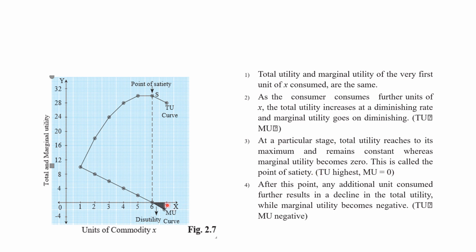Marginal utility became zero at this point, when total utility was 30. This is called the point of satiety, meaning the point of maximum satisfaction. TU is at the highest and MU is zero. When TU is at the highest and MU is at zero, where you can see the line from here, that is the point of satiety, the maximum satisfaction you achieve when you consume a commodity.